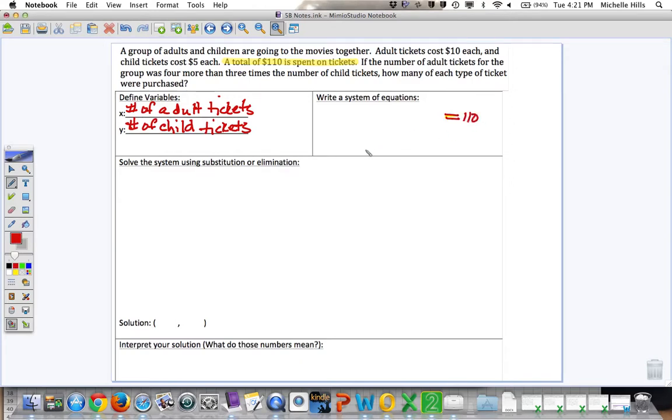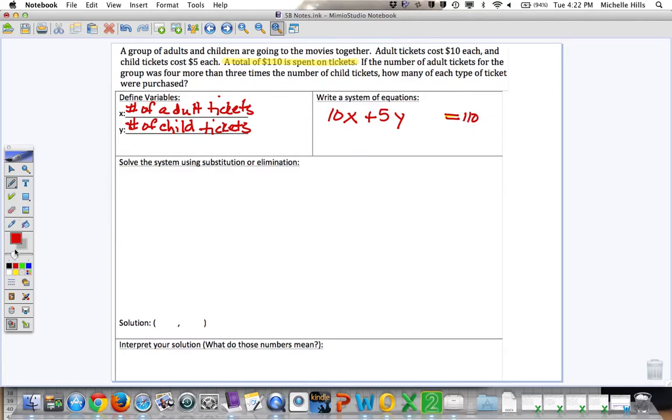Well, think about it. If you bought 5 adult tickets and it says they cost $10 each, you would have spent $50 on adult tickets. Well, I don't know how many adult tickets, but when I find the cost, it's going to be $10 per ticket times the number of adult tickets. This is how much I spent on those tickets. Plus, how much did I spend on child tickets? Well, they cost $5 apiece, and I bought y of them. That's going to be my equation. Amount spent on adult tickets plus amount spent on child tickets equals the total amount of money I spent.